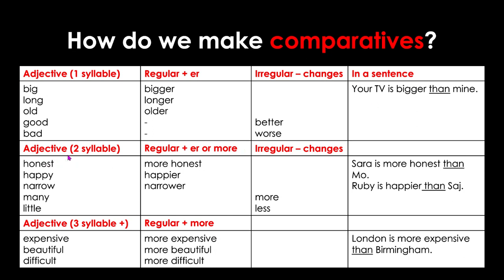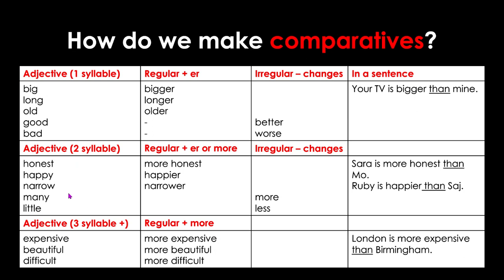If our adjective has two syllables, so two sounds, honest, happy, then we can either add ER or more. So it changes, so you have to learn the changes. So honest is more honest, happy, happier, narrow, narrower. And you'll notice here that where the word had a Y, we change that to I. And that's one of the common spelling rules in English.